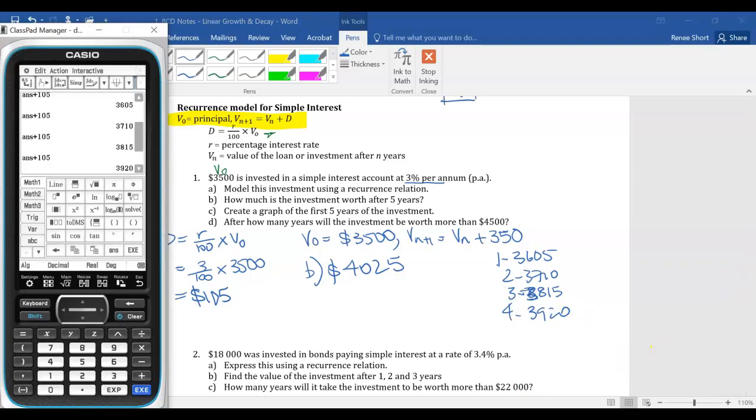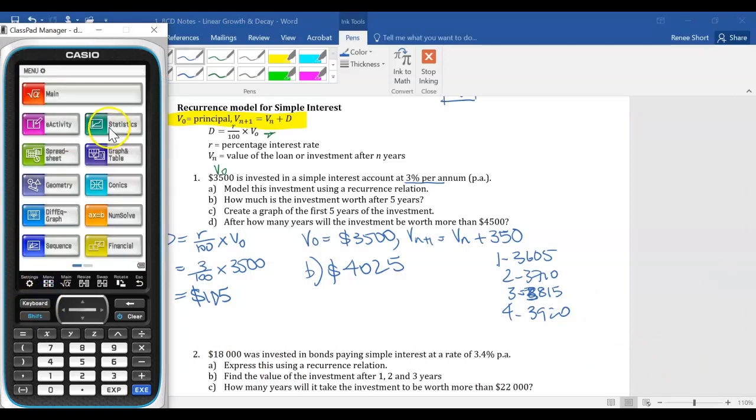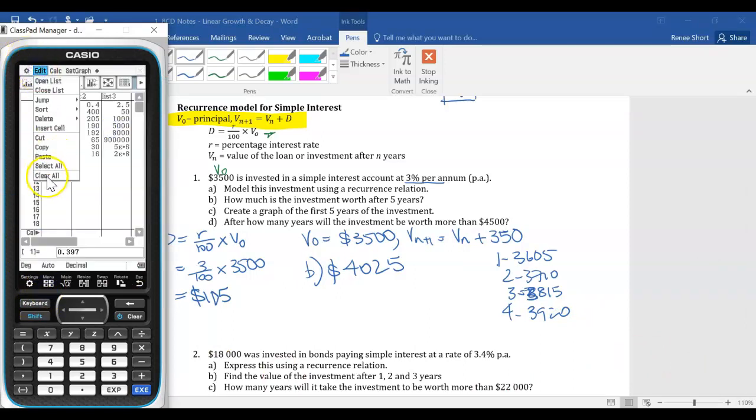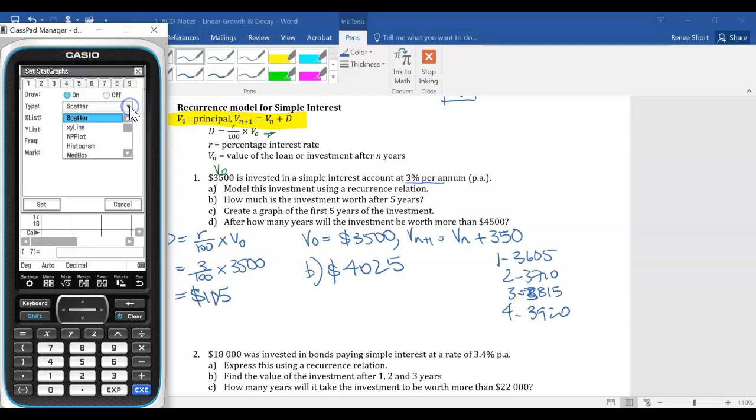To make this easy for us, let's just draw this graph on our calculator in our statistics menu again. So let's come back here and we can put in list 1 our years. So year 1, year 2, year 3. Oh, sorry, we'll start at 0 to put in the initial amount, and then 3, 4, 5. So the initial amount we had was 3,500. Then I could do 3605, 3710, 3815, 3920, 4025. And now if I go set graph settings, let's make this a line graph.